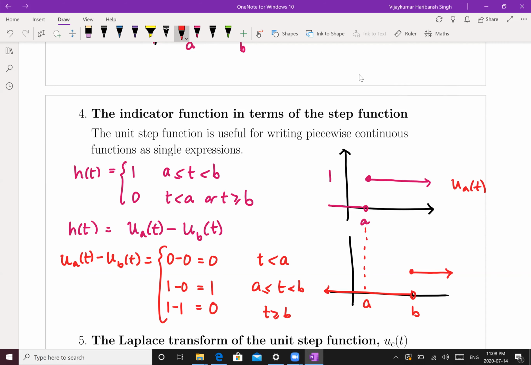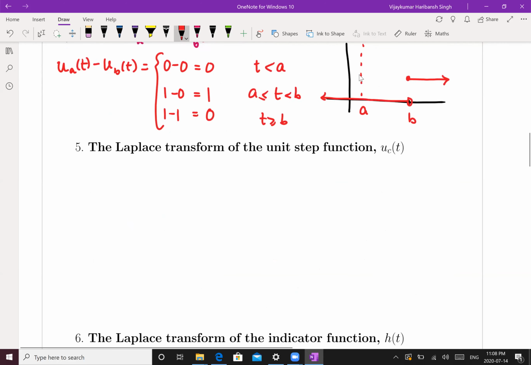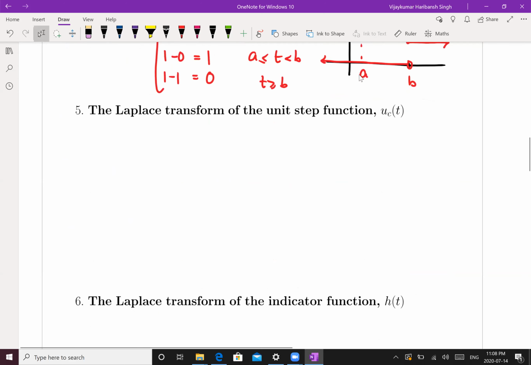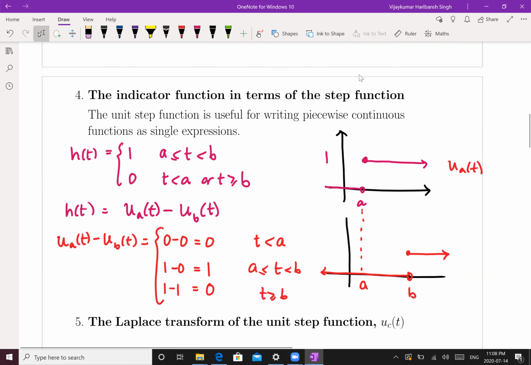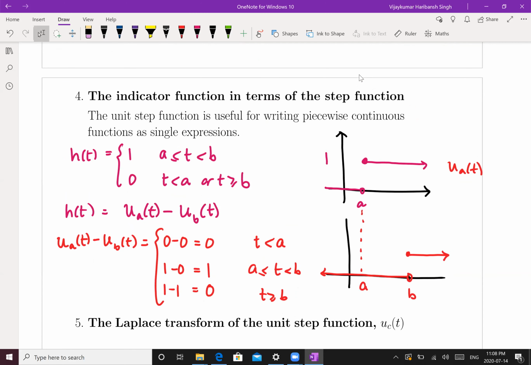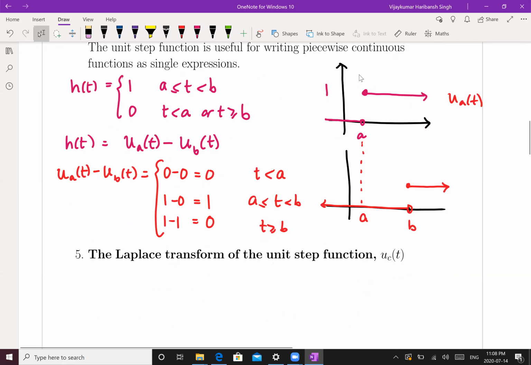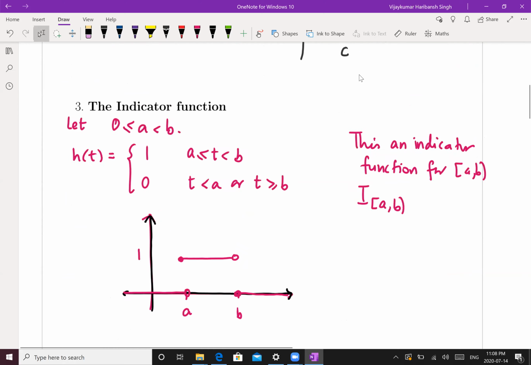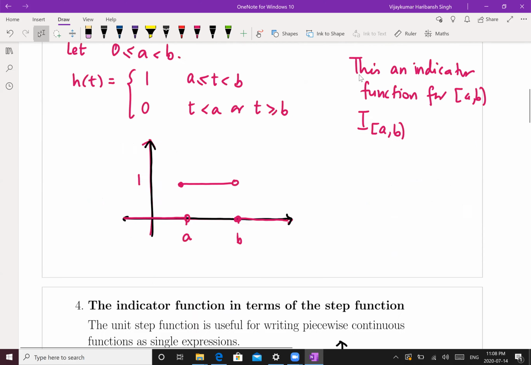Now we want to talk about the Laplace transform of a unit step function and also of the indicator function. Why are we studying this? Because we will build our piecewise functions out of these two functions, or in particular, from the unit step function.